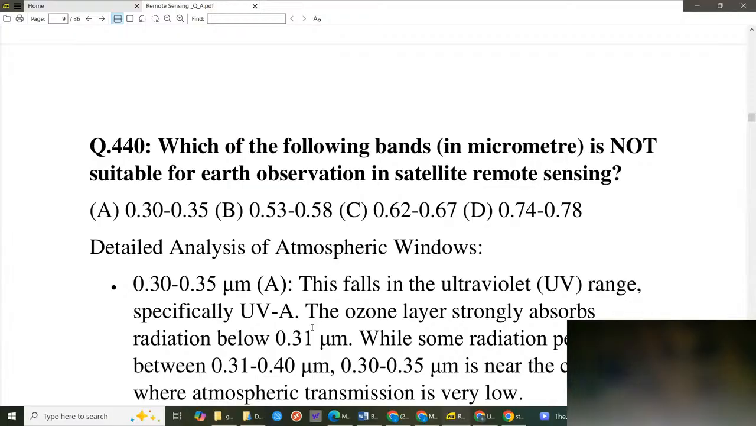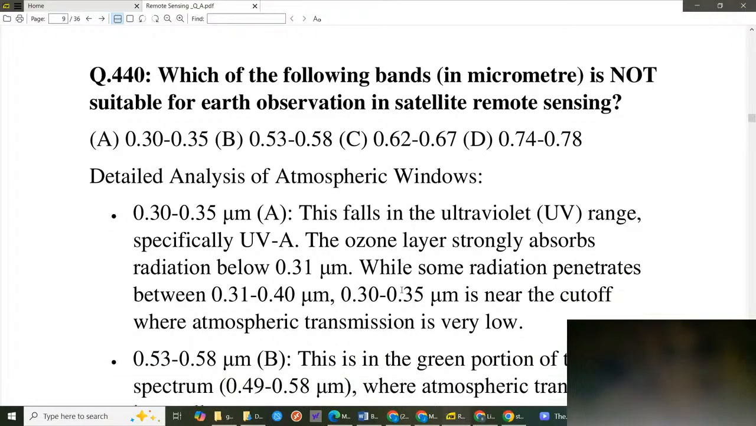Okay, the next question: which of the following bands in micrometer is not suitable for Earth observation in satellite remote sensing? The first option is 0.30 to 0.35 micrometer. This falls in the ultraviolet range, specifically UV-A, and the ozone layer strongly absorbs radiation below 0.31 micrometer, while some radiation penetrates between 0.31 and 0.4 micrometer. 0.30 to 0.35 micrometer is near the cutoff where atmospheric transmission is very low.